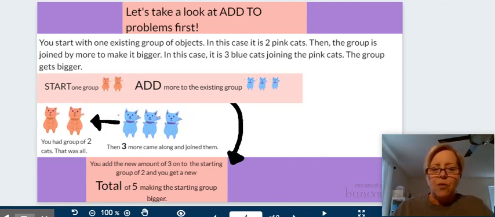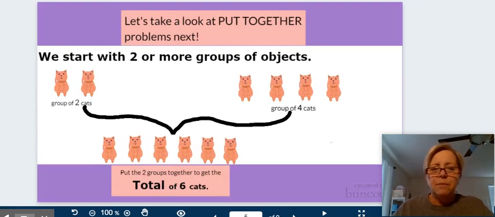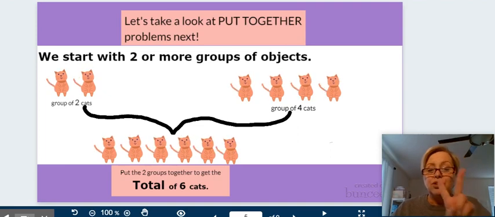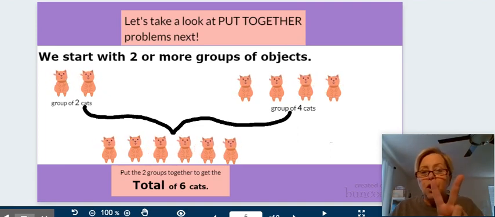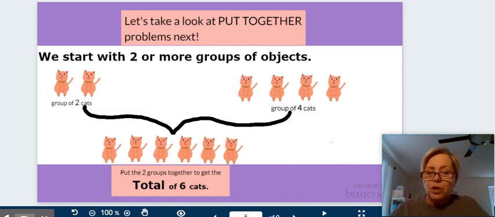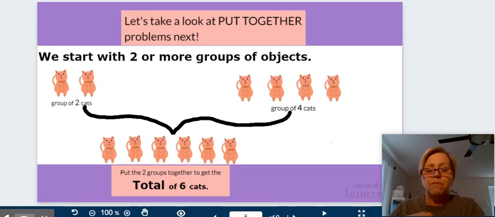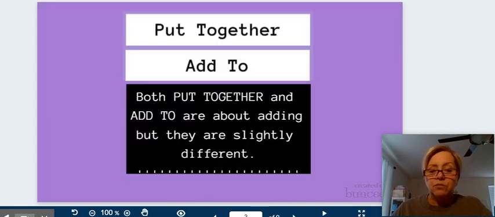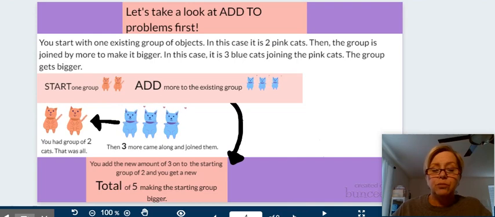Okay. Now, here's the difference between it and a put together problem. In a put together problem, you start with 2 groups that are already there, and you put those 2 groups together to make one group. So you have 2 cats in one group, 4 cats in another group. You put them together, you have a total of 6 cats. Let's go back to the add to, oopsie, one too many. Let's go back to the add to problem.